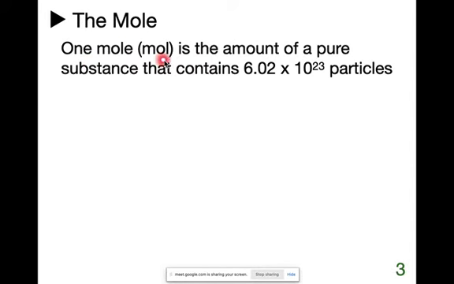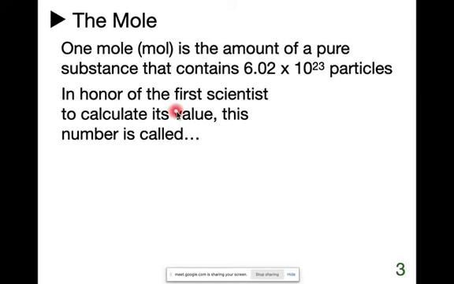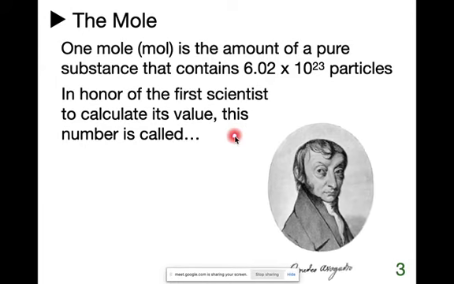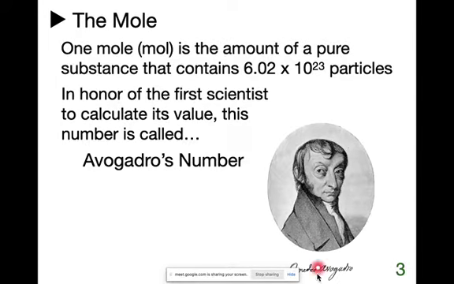Okay, the mole. 1 mole, and the abbreviation that's pretty much universally used is mol. Please don't reduce it down to M. Remember, that means meters. It is the amount of a pure substance that contains 6.02 times 10 to the 23rd particles. We're using the term particle until we can be more specific about a particular substance. In honor of the first scientist to calculate its value, this number is called Avogadro's number, after Amedeo Avogadro.